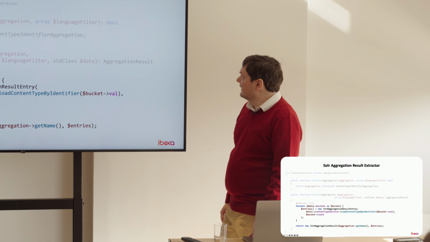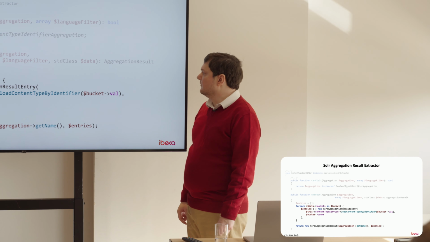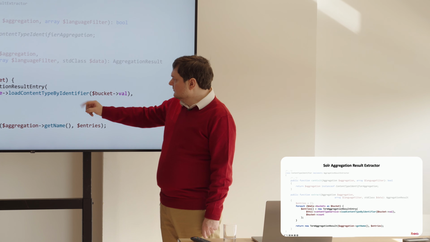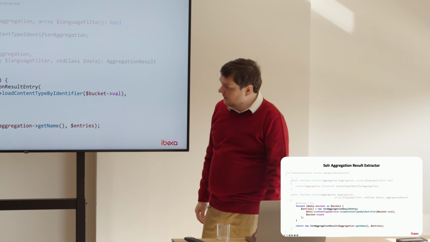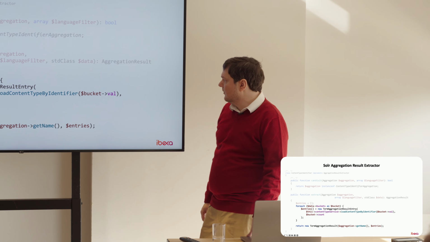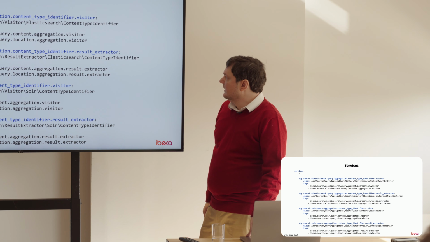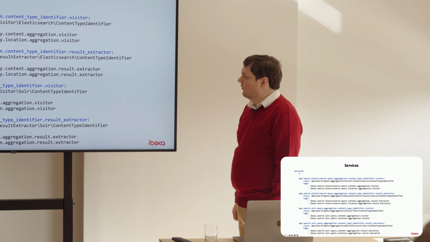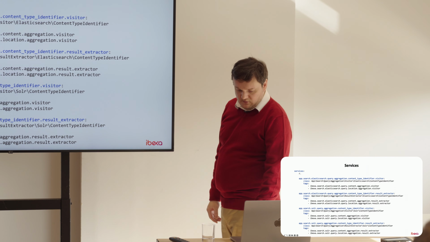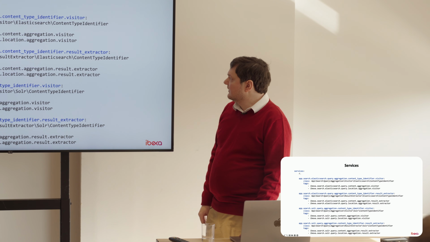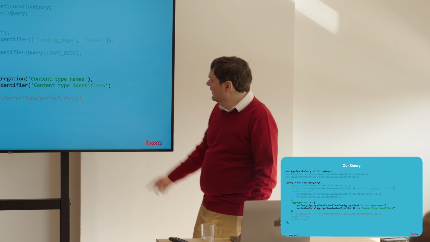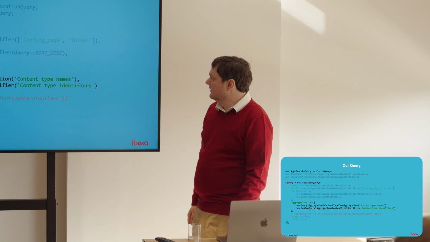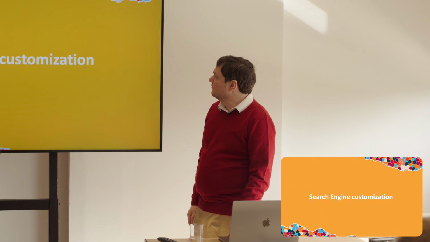For the result extractor, if I want to build it myself, it looks pretty much the same. It's about looping on the keys and transforming back into content types. And now, if I do it manually with my own class, the services will look like this. So now we have covered the aggregations in our query.